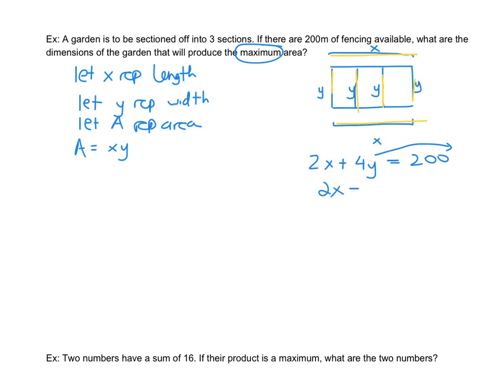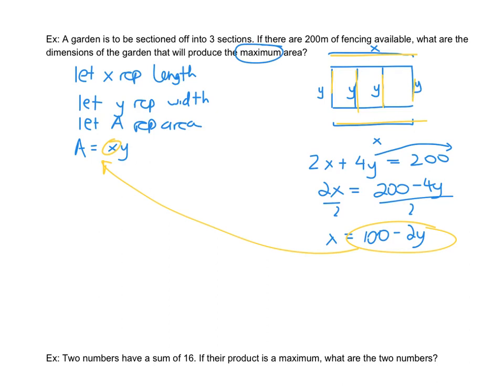So 2x equals 200 minus 4y. Then I divide everything by 2 so that I have 100 subtract 2y. This is what x is equal to, and I have an x right there, so I'm going to do a little substitution. So area equals (100 minus 2y) times y.